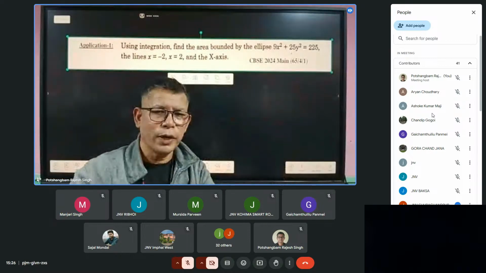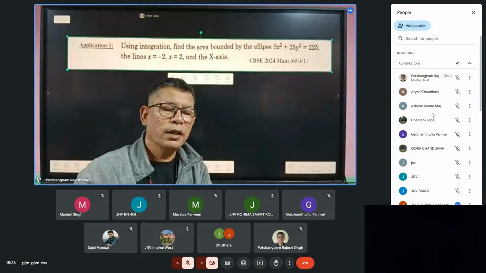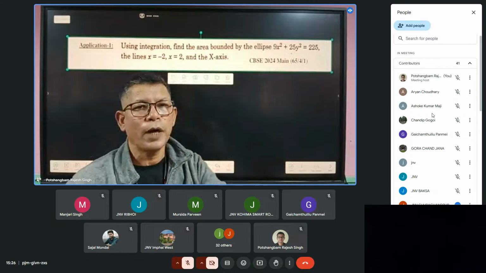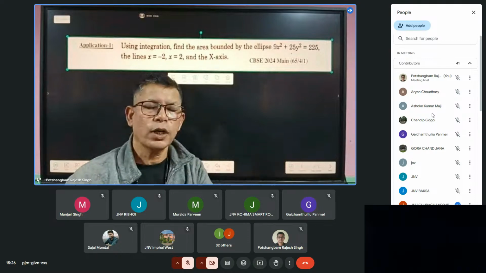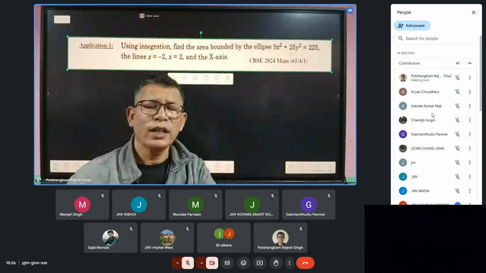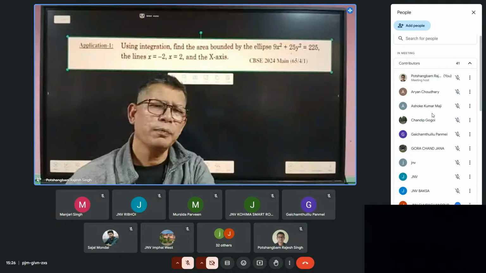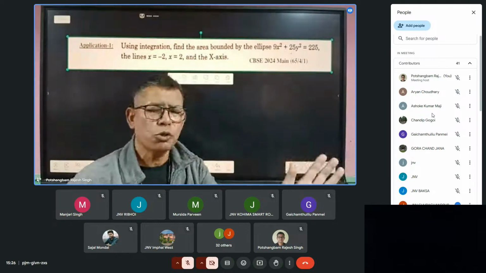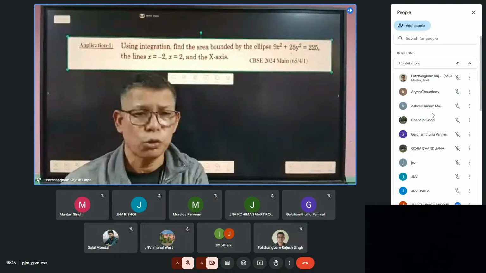Sometimes it may not be mentioned whether the area should be with respect to the x-axis or the y-axis. In such a case, it is your choice. If you choose the x-axis, that is okay. If you choose the y-axis, it is also okay. It is up to you.